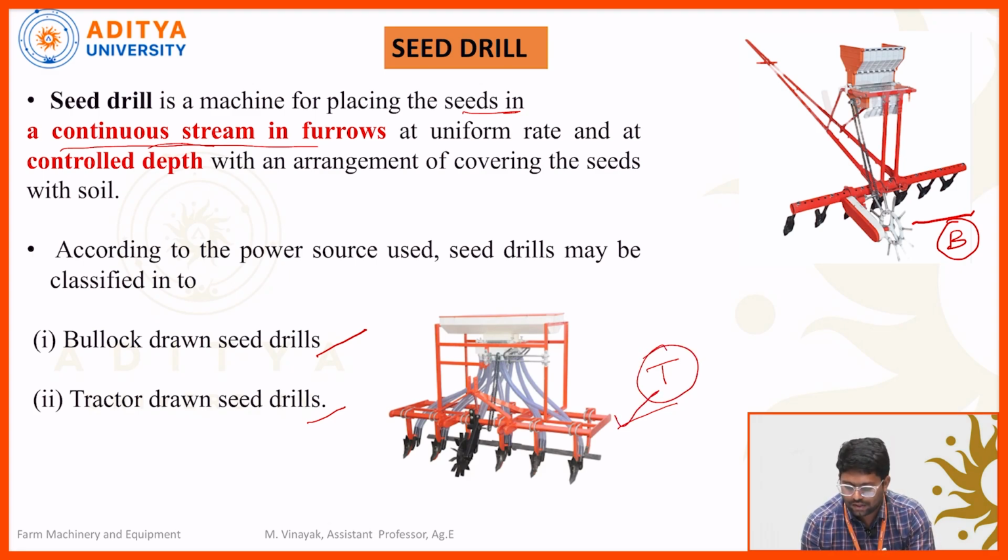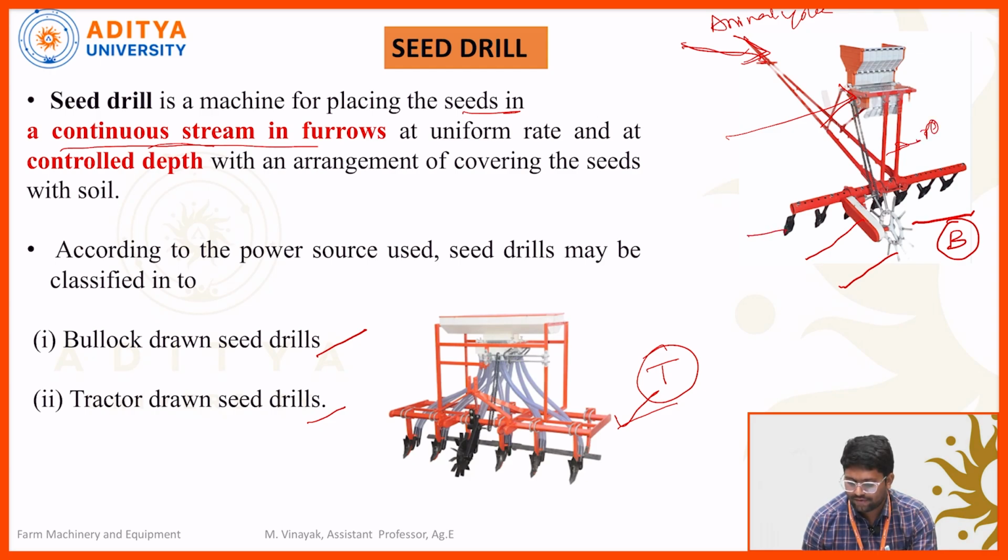Here, an iron frame is there to connect and disconnect the animal yoke to this seed drill. It consists of one ground wheel to transmit the power from the ground wheel to this seed drill. Here they are using a chain and sprocket mechanism. The frame is also there. This entire red color structure is called the frame. These are the furrow openers.